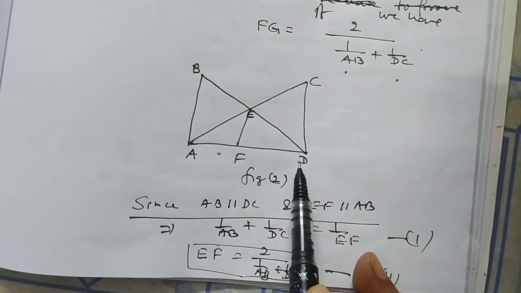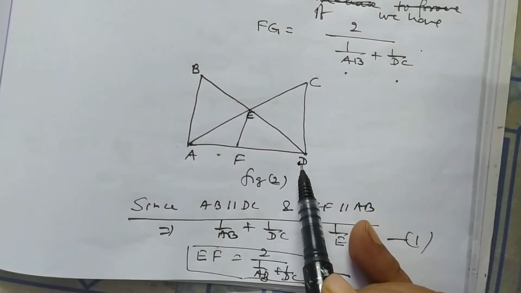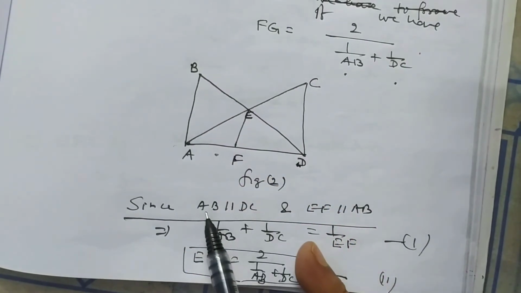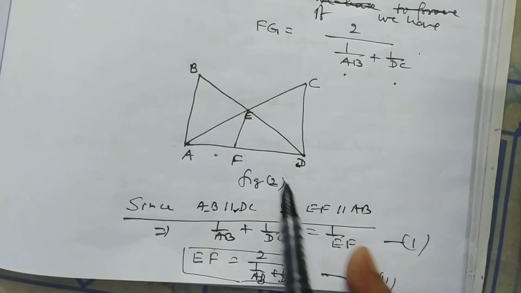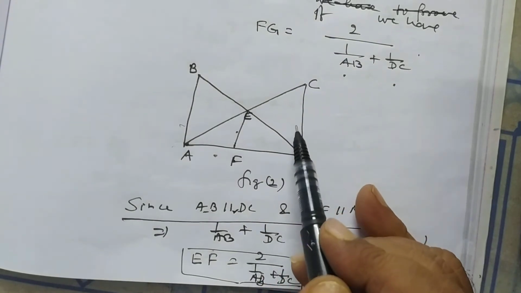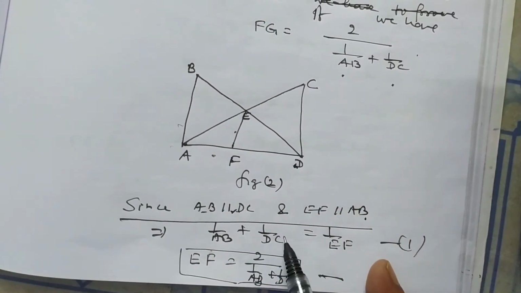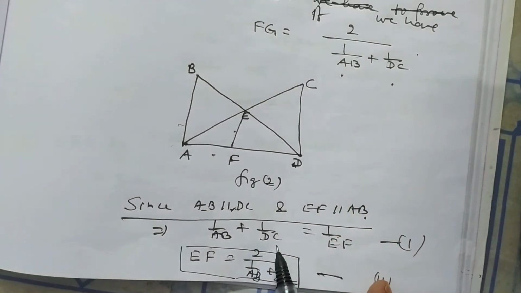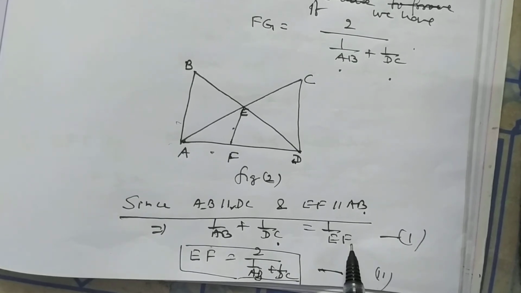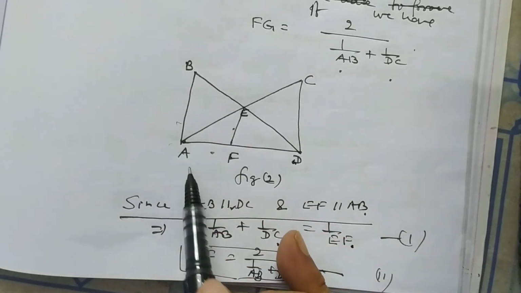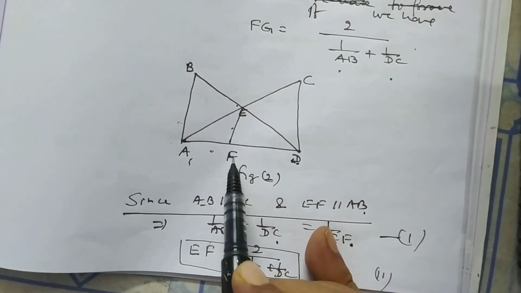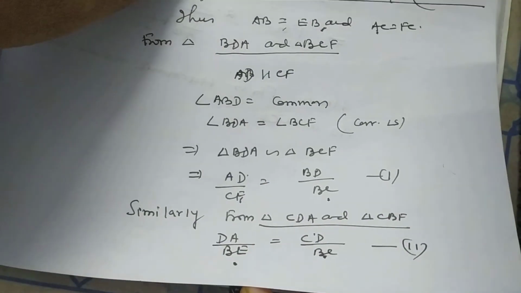See here, AD is the base, and CD is parallel to EF, and it is also parallel to AB. So AB is parallel to DC and EF is parallel to AB. Then 1 by AB plus 1 by DC is equal to 1 by EF. We have already discussed it in an earlier problem.